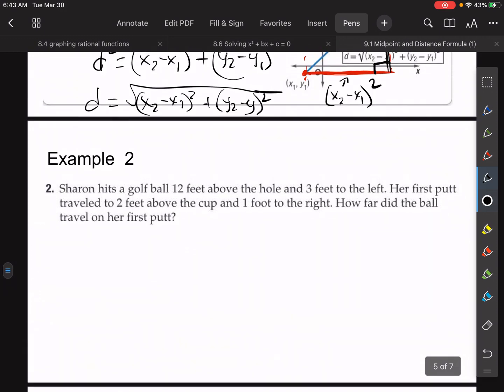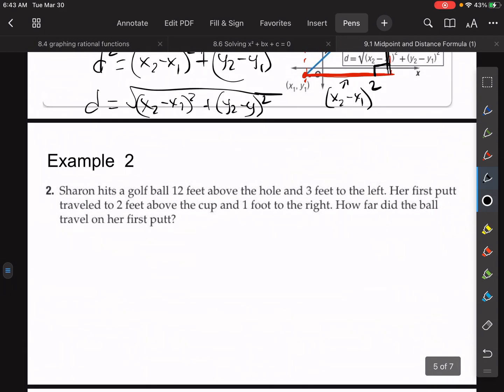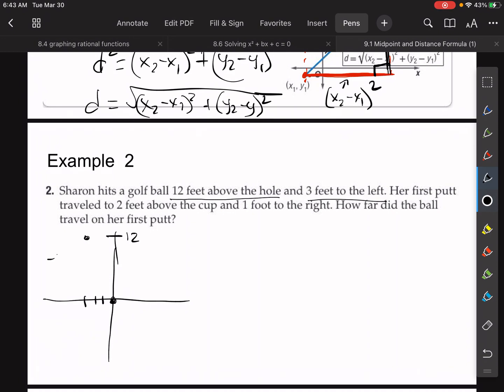So example 2 says Sharon hits this golf ball. Okay, we're going to make the hole at 0, 0. She hits this golf ball 12 feet above the hole, 3 feet to the left. So if we go left 3, up 12, we're here. This point here is negative 3, 12. So that's where she hit the ball.